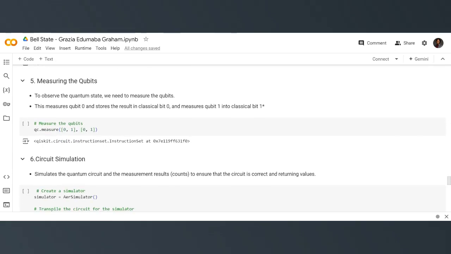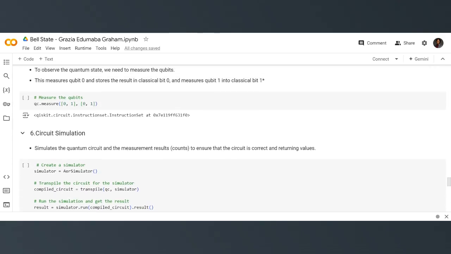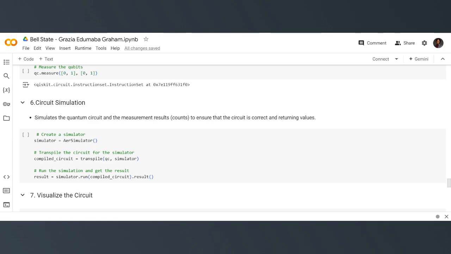Then after, we measure the qubits. To observe the quantum state, we measure the qubits. So here, this measures qubit 0 and stores the result in classical bit 0, and measures qubit 1 and stores it in classical bit 1. Then after, we simulate this. Simulating is basically ideally running it on quantum hardware, but in this case it's not really hardware, it's a simulator. So all this must be simulated before you can see the results.